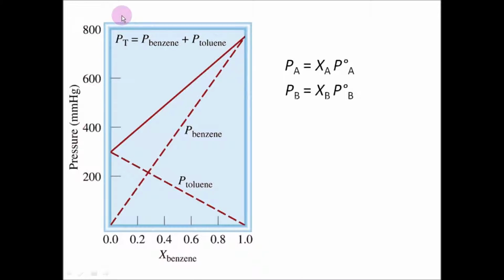All right, this is two volatile compounds. So we have a volatile solute and a volatile solvent. And here we've got benzene and toluene. The mole fraction is showing us the mole fraction of benzene. When benzene is pure, it means it has a mole fraction of 1. It has a vapor pressure of around 800 millimeters of mercury. However, when the toluene is pure, meaning the benzene has a mole fraction of 0, it has a vapor pressure of about 300 millimeters of mercury. So those are the values when it's pure.